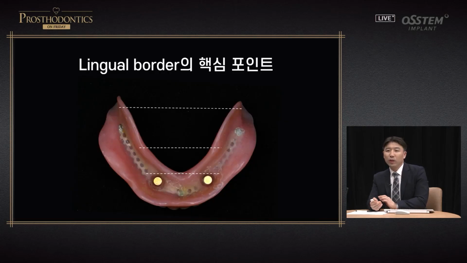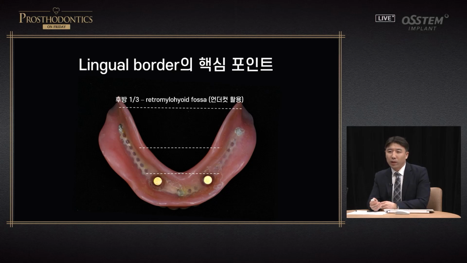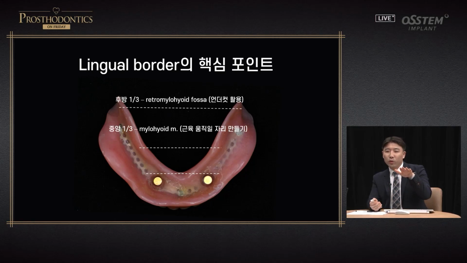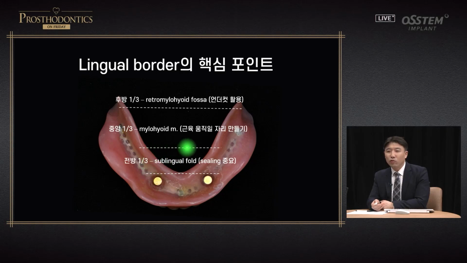I want to end my lecture by showing you this slide again. The posterior third is the retromylohyoid fossa. You need to utilize the undercut. And in the middle third, you need to take note of the mylohyoid muscle. The floor of the mouth should be raised. In the case of the anterior third, the sublingual fold. The seal needs to be done nicely.